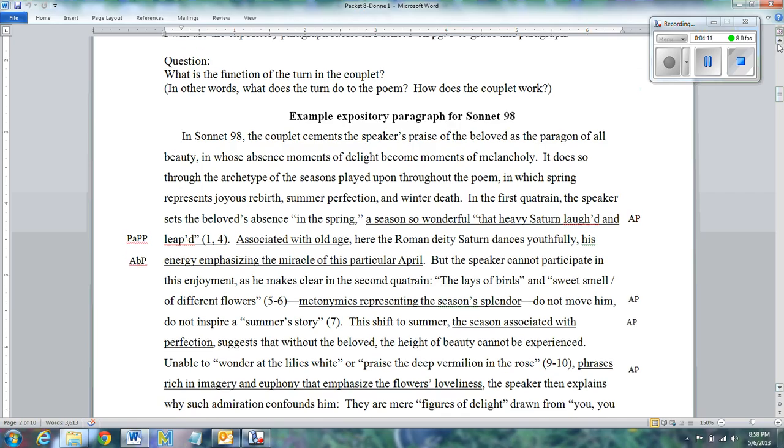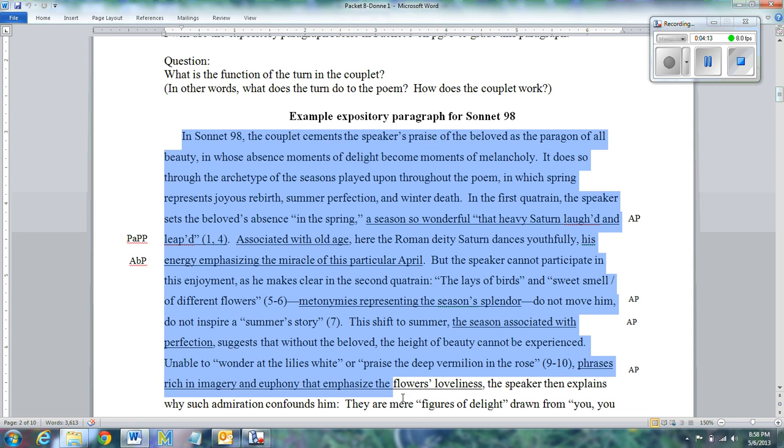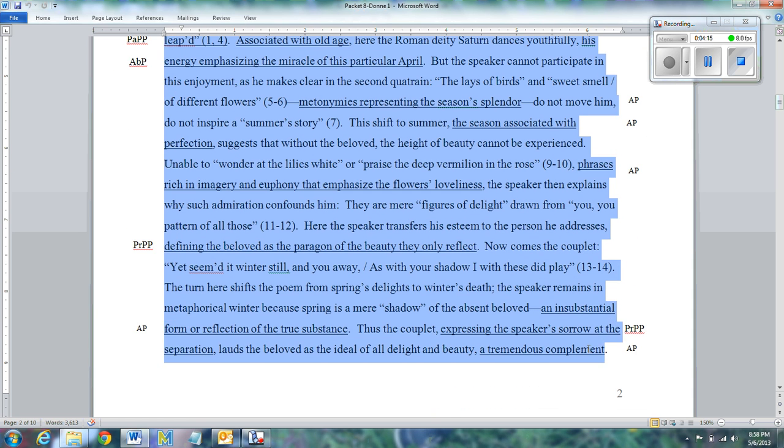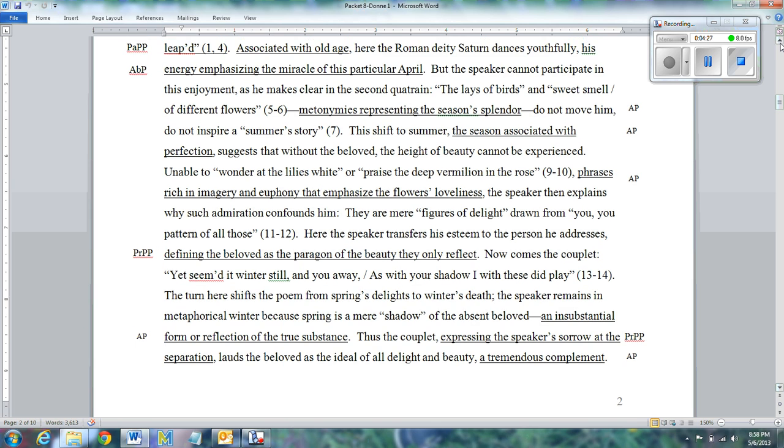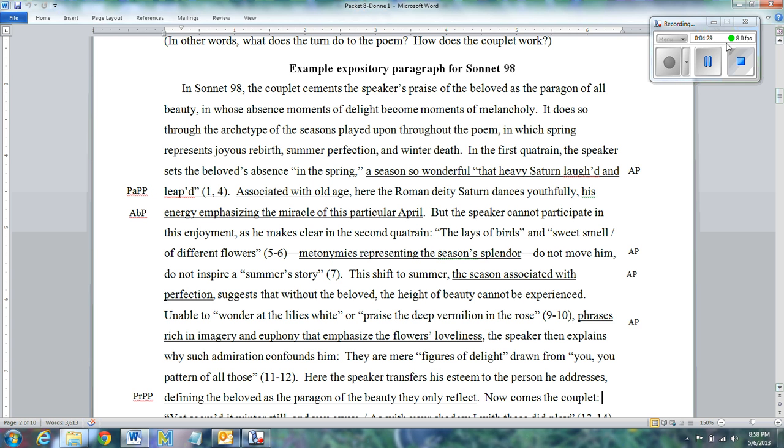Secondly, notice that I take you through the entire poem in my paragraph, because you can't explain the effect of the couplet unless you go through the 3 quatrains and how the couplet turns on them. So you need to do that. And so you'll be organizing this paragraph by time, and you'll see that I do that. In the first quatrain, the speaker does this and this. The second quatrain, so on, so on.